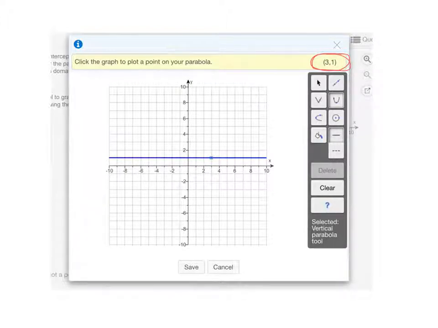Now you need to click the graph to plot another point on your parabola. All you need to do is plot one x-intercept, and then the computer will automatically graph the rest of the parabola. So our x-intercepts were at 4 and 2. So we could either plot (4, 0) or (2, 0). I'm going to plot (2, 0). So all you do is you find the 2 on the x-axis and you just click that point here.